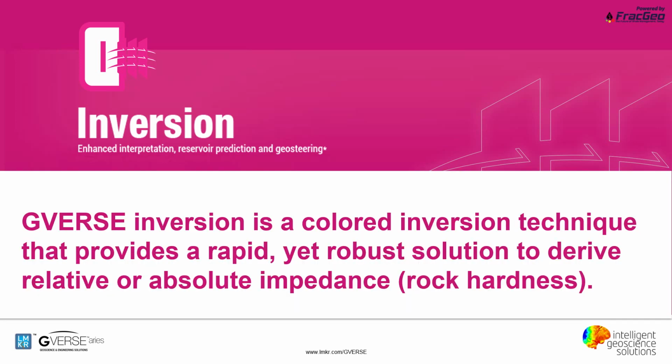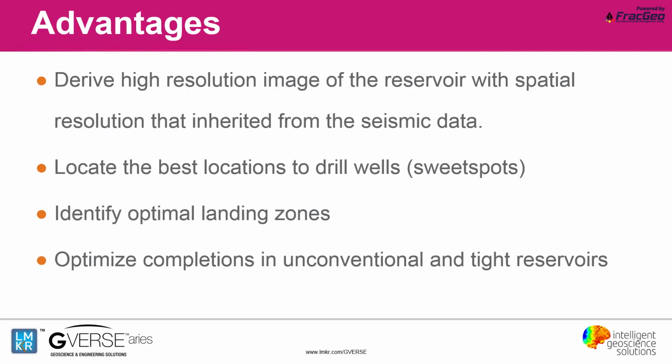GVERSE inversion is a colored inversion technique which provides a rapid yet robust solution to derive relative or absolute impedance volumes, a proxy for rock hardness. The advantages of this technique are that it captures a high-resolution image of the reservoir inherited from the seismic dataset. This high resolution helps to spatially identify the best locations to drill, and vertically enables the operator to identify optimal landing zones. Along a planned wellbore, optimal completion strategies can be developed based on the inversion volume.